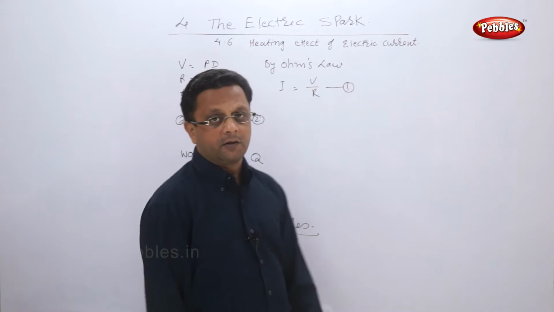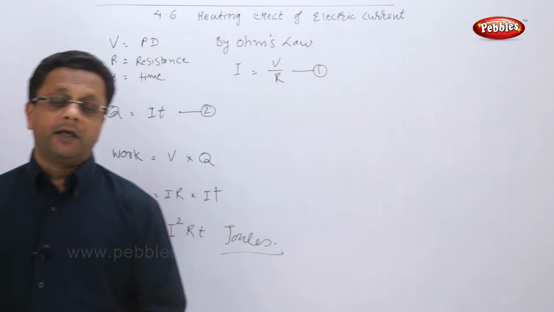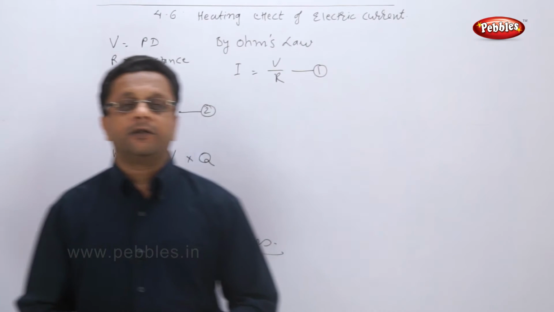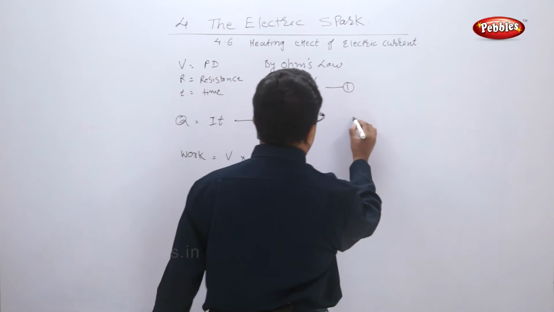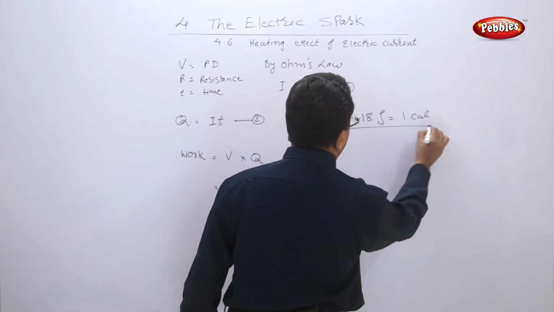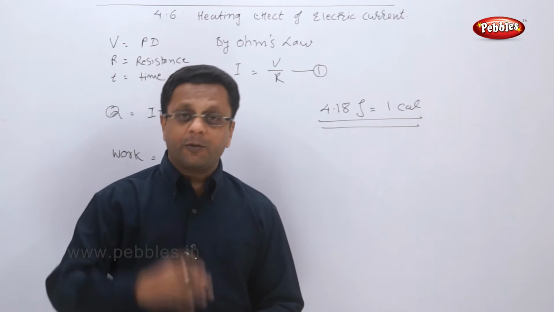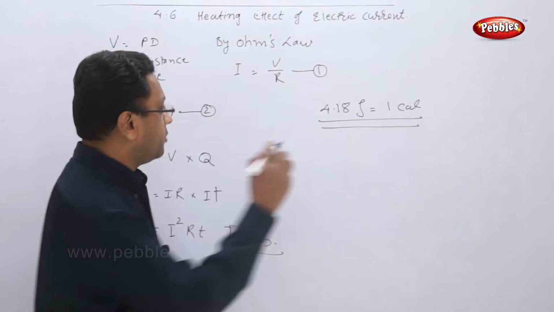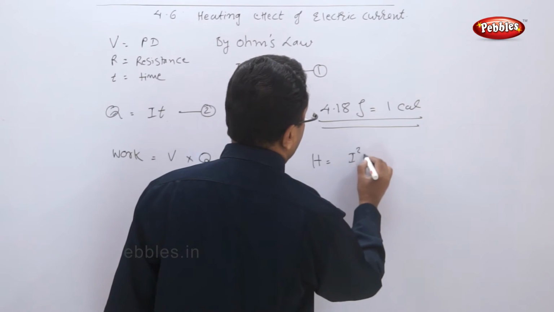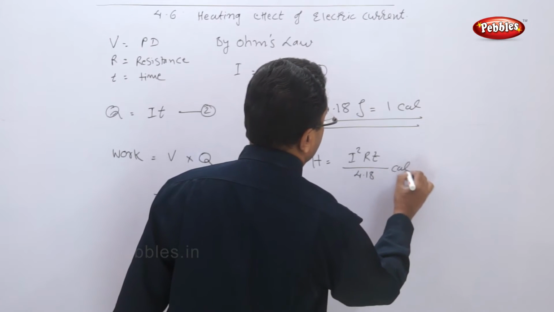This is the unit of work done. But whenever the heat energy is there, we generally calculate that in calories. So we have to convert these joules into calories, and the formula for that is 4.18 joules is equal to 1 calorie. And so the heat production in the conductor, where H is the heat, will be equal to I square RT upon 4.18 calories.